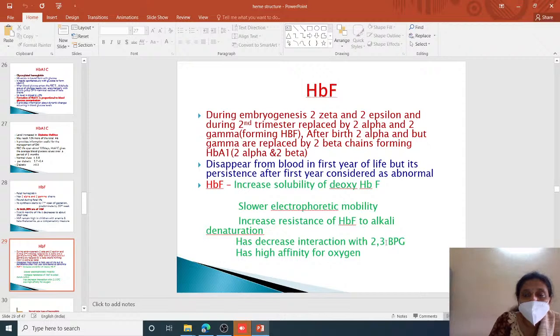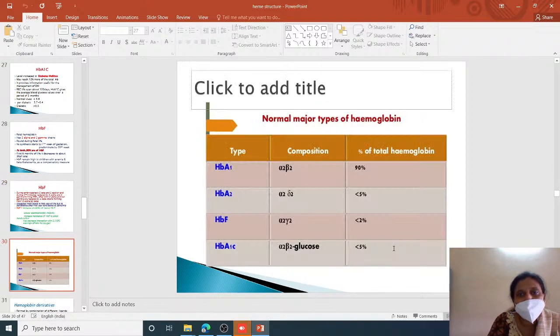Normal hemoglobin has more affinity towards 2,3-BPG, whereas HbF, fetal hemoglobin, has less affinity for 2,3-BPG. Because of this property, it helps in transferring oxygen from maternal blood from mother to fetus. As it has high affinity for oxygen and low affinity for 2,3-BPG, it helps in supplying more oxygen to the fetus. That's it about one other type of hemoglobin, that is hemoglobin F.